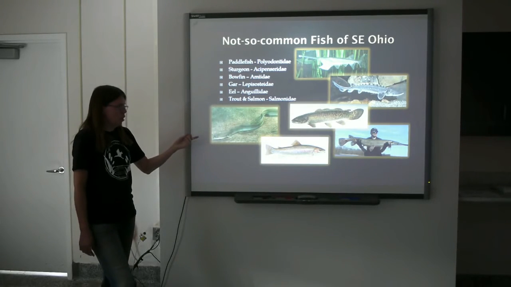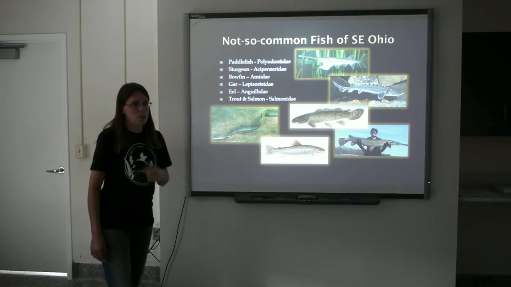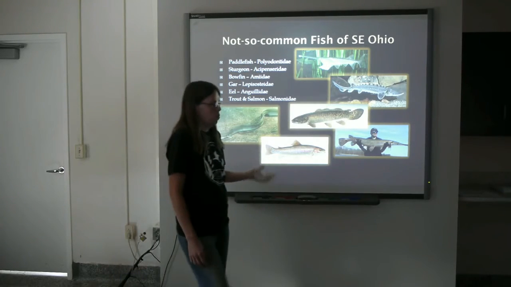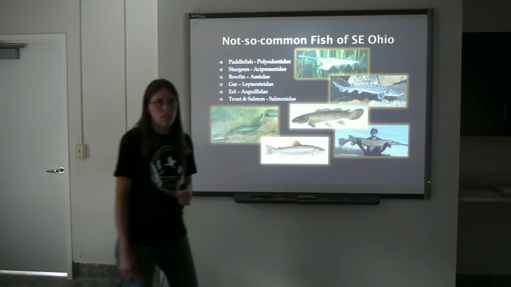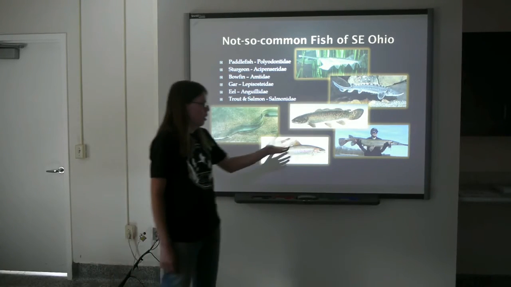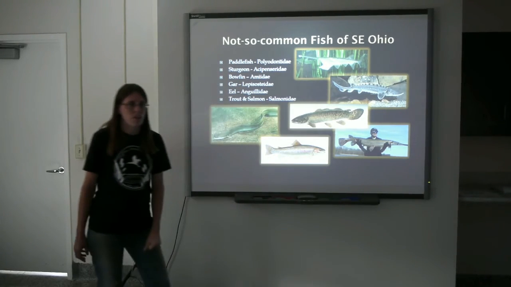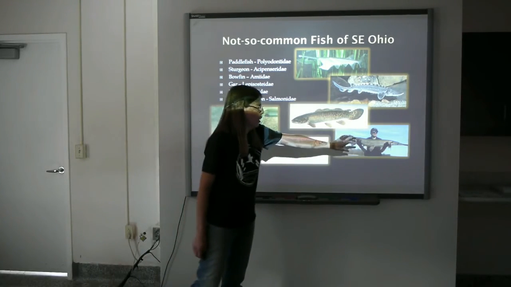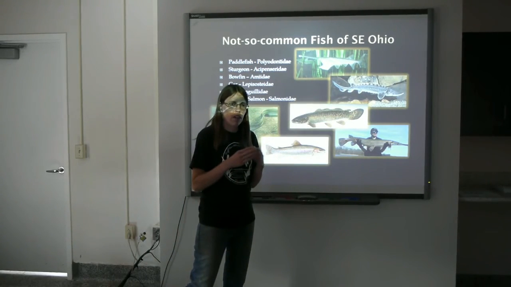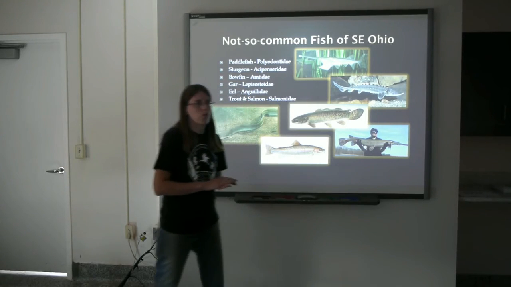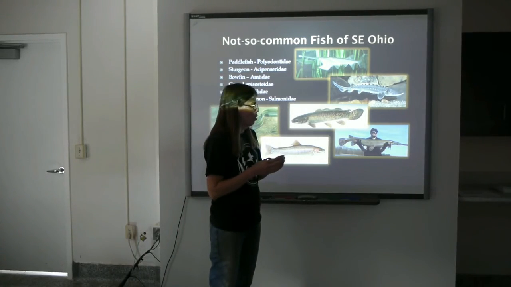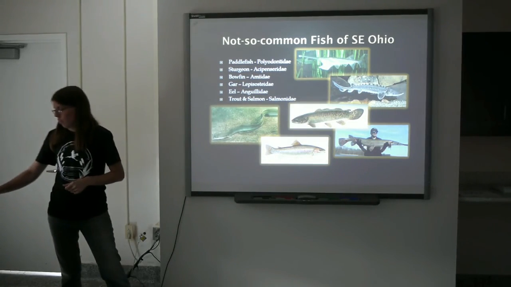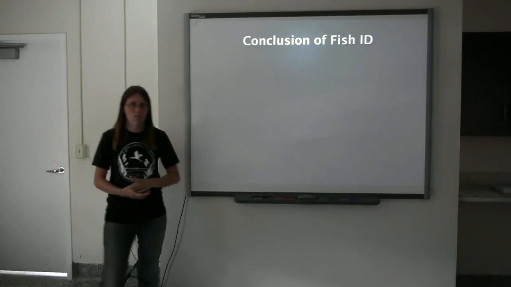The eels, not very common around here, but they do exist in Ohio, mostly towards the lake. Trout and salmon, again, these are only going to be found in your cold water streams. And the gar. We do have gar pretty commonly around here, another predatory fish. They also have plate-like scales that fit together. They're not overlapping scales like most of our fish have. These are more plated scales. This is the conclusion of the fish ID.